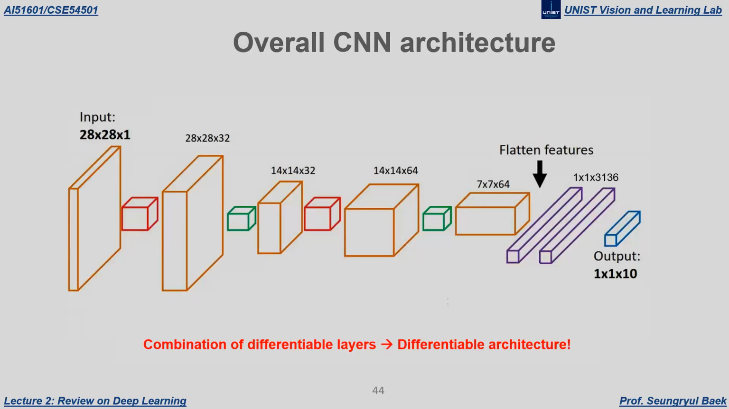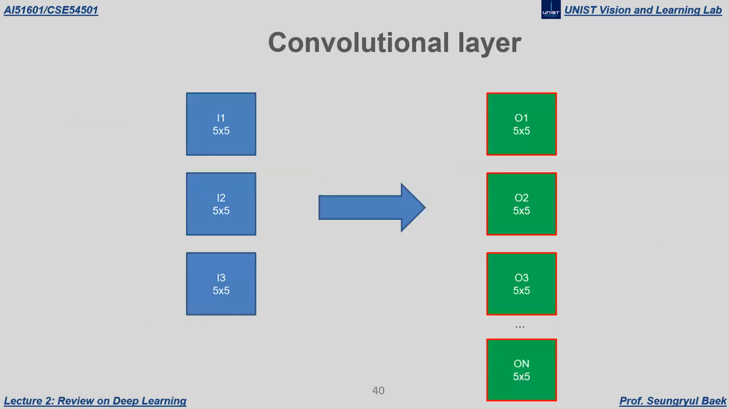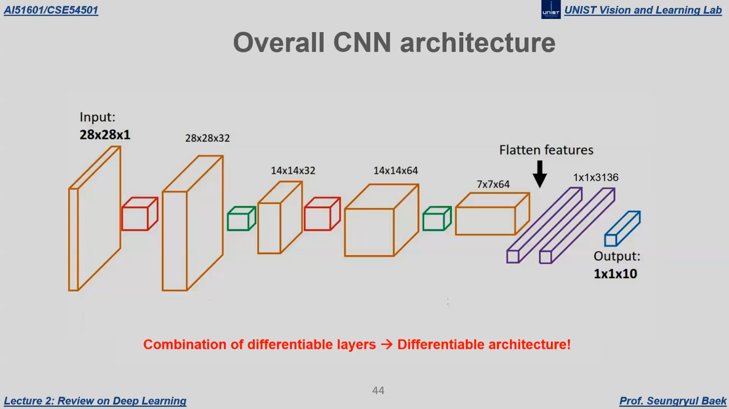So these are the CNN architectures we frequently use. These activation, pooling, and convolution layers are differentiable layers. A combination of these differentiable layers results in an entirely differentiable big architecture, so we can learn the entire architecture. And mostly we apply the convolution operation.